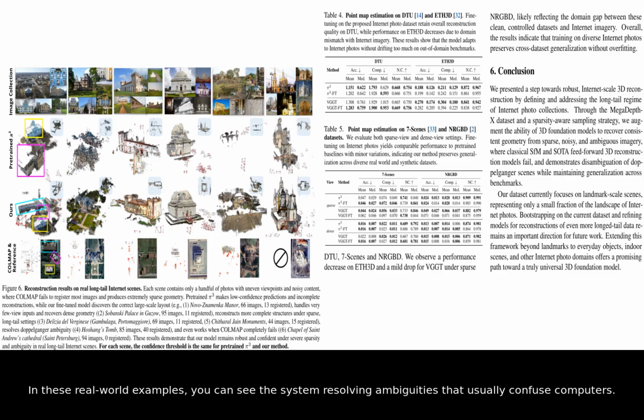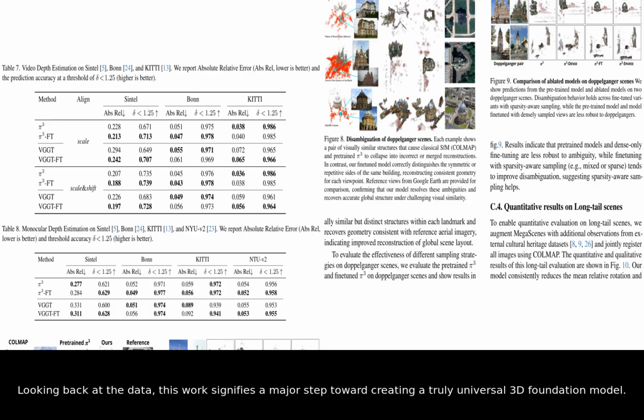In these real-world examples, you can see the system resolving ambiguities that usually confuse computers. Even when objects are repeating or the angles are uneven, the model discovers the correct large-scale layout. This shows the system is robust and confident even under severe data sparsity. Looking back at the data, this work signifies a major step toward creating a truly universal 3D foundation model.